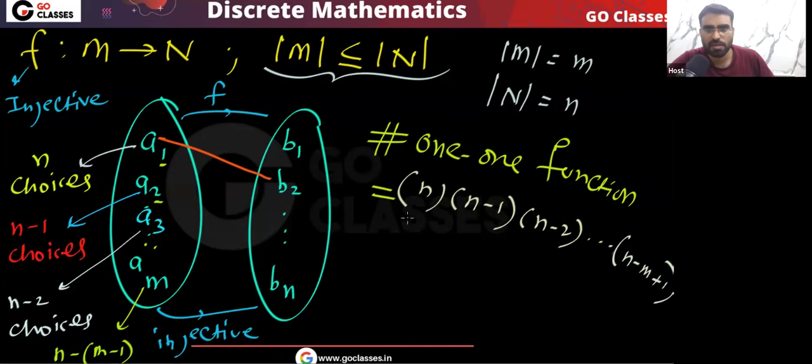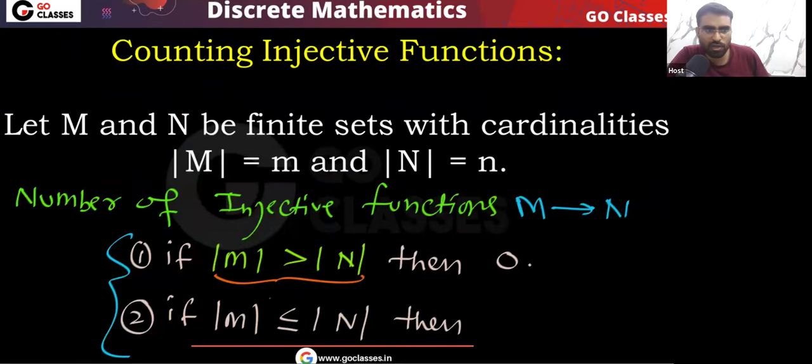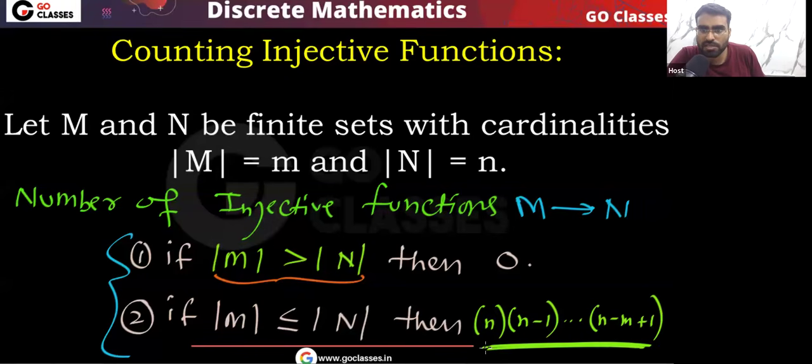Is this clear? Did you understand this? This is the number of one-to-one functions: n, n minus 1, and so on, n minus m plus 1. One thing you will see in combinatorics. Let me tell you the answer here. The answer will be n multiplied by n minus 1, and so on. What is the last term? That is n minus m plus 1. This is the answer.